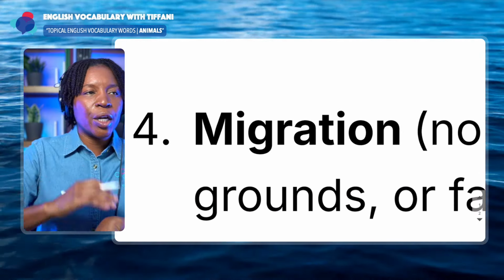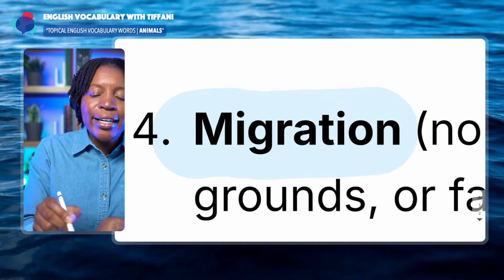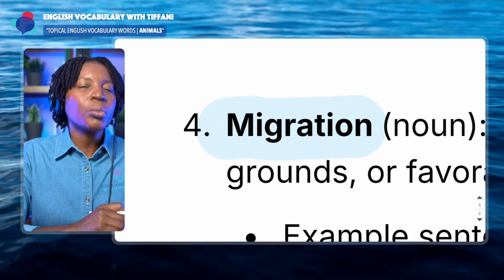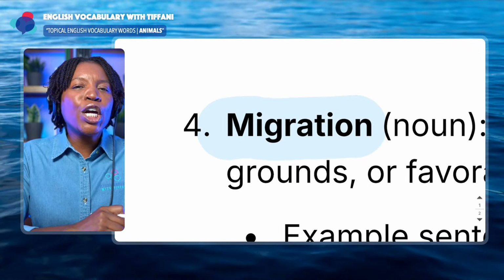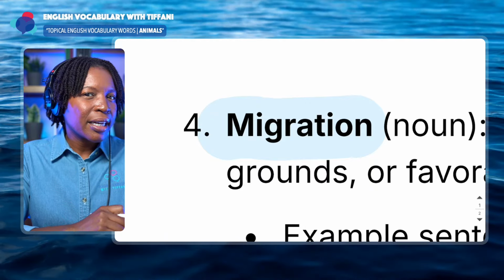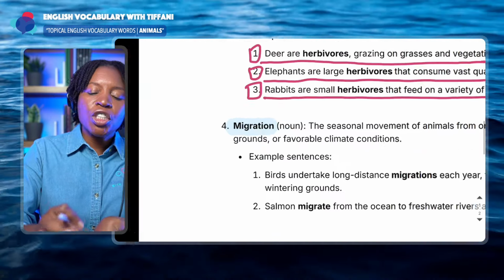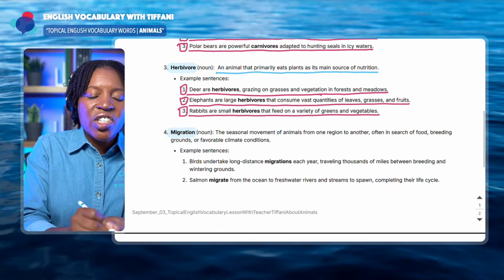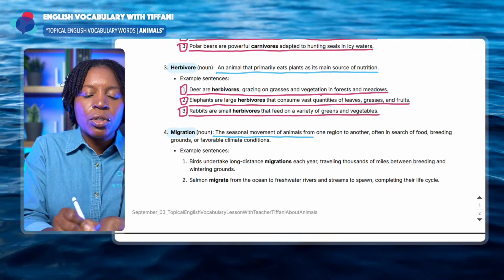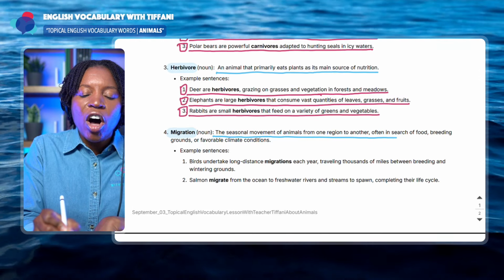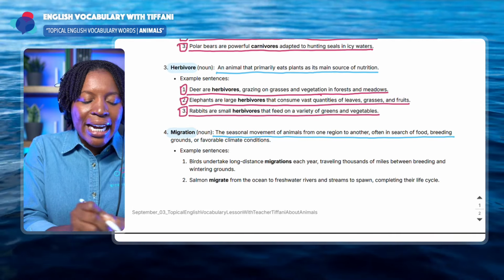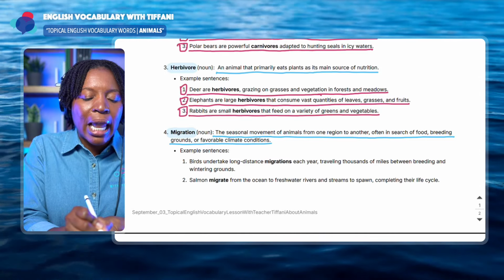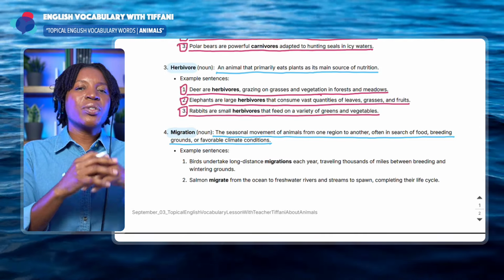Our fourth vocabulary word is migration. Good. Again, migration. Excellent. Now, this term migration, it literally just refers to the seasonal movement of animals from one region to another, often in search of food, breeding grounds, or favorable climate conditions. It's this mass exodus, this mass movement of animals to another area, migration.